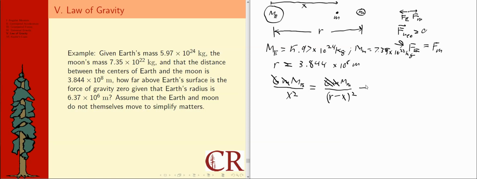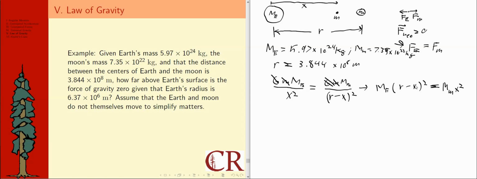And then I think I'll just write over here, if I cross multiply things, I would get mass of the Earth multiplied by r minus x squared. And on the other side, make that equal sign a little bit better, I'll multiply the x squared, so I'll get mass of the moon times x squared. So like I said, things are looking pretty mathematical here.